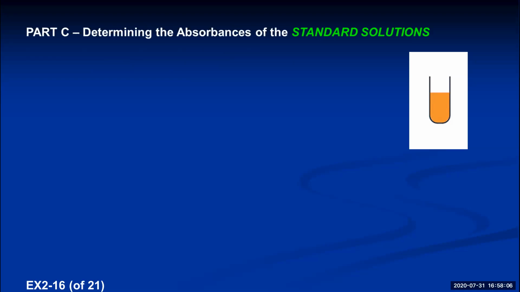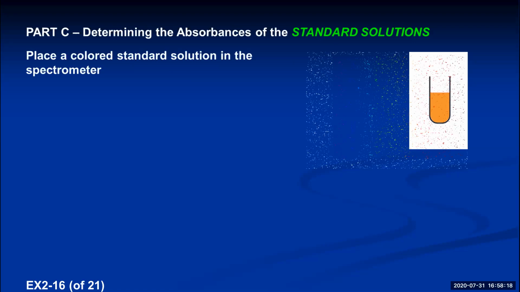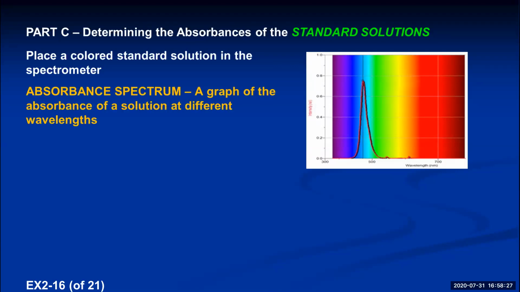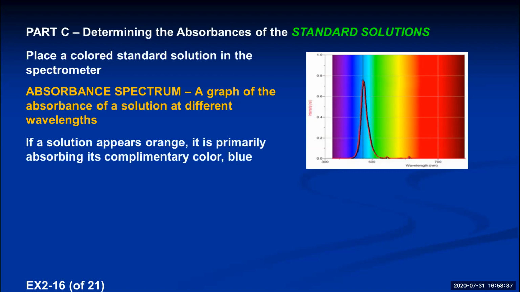And we're going to try to shoot every single wavelength of light through that sample to figure out which wavelength of light our sample absorbs most strongly. So we'll place a colored standard solution into the spectrometer, and we're going to get what's called an absorbance spectrum. It shows us what wavelengths are absorbed after we shoot wavelengths of the whole visible spectrum through the sample. So an absorbance spectrum is a graph of the absorbance of a solution at all different visible wavelengths.